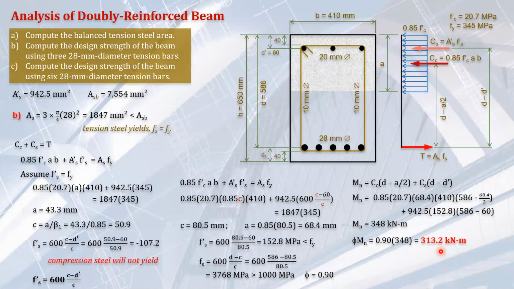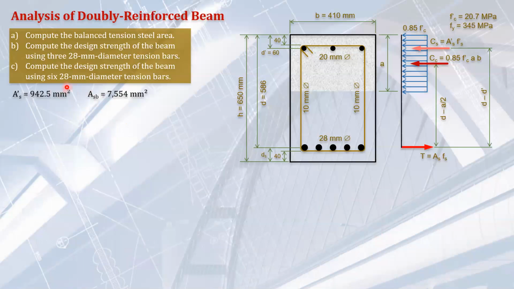Alright. Okay. Let's have letter C. Letter C, ginawa nating 6 na 28 mm. Okay, 6 na ha. At tingnan natin kung mag-yield ba siya. So that 6 is 3694. Hindi, mag-yield pa rin. Ang balance natin is 7554. Okay? So, the tension still will yield. So, sigurado, your Fs equals Fy.